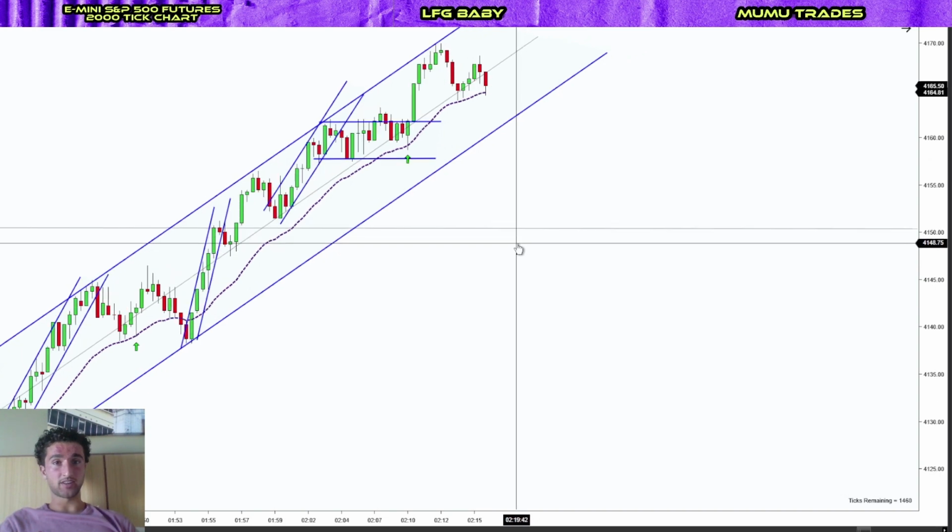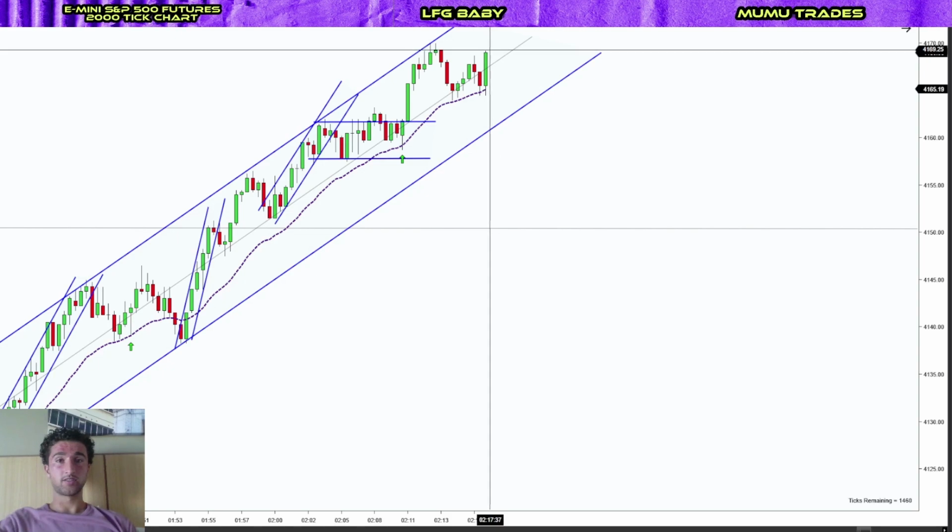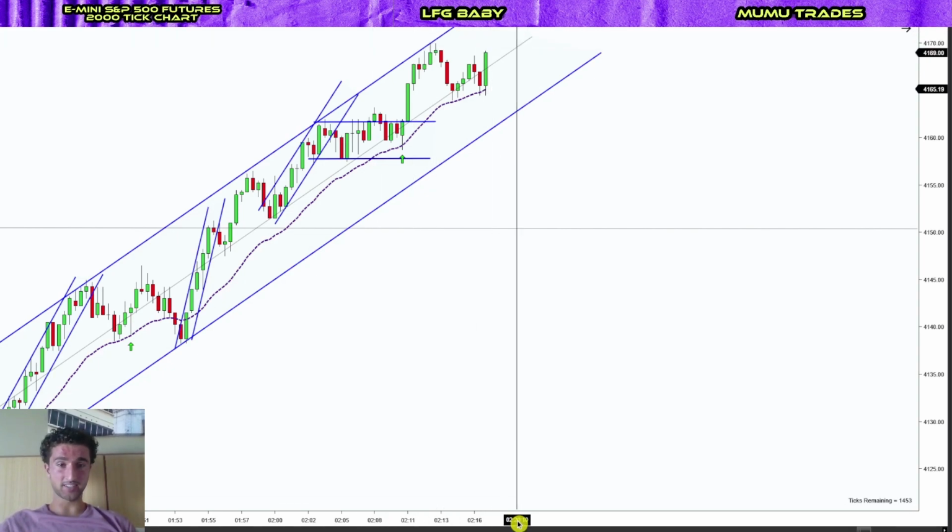Now let's see if we get another second entry long. We do get a second entry long, but once again, we're right near these highs. Let's zoom out.